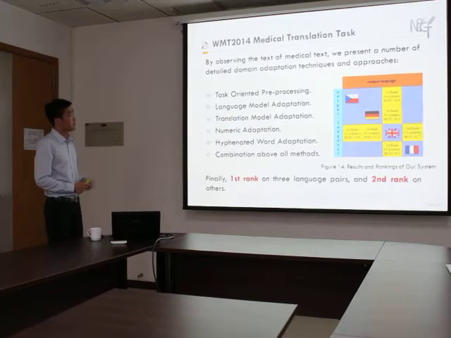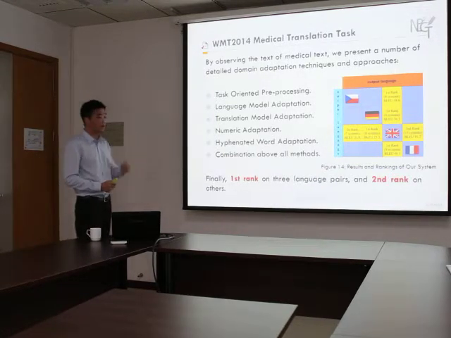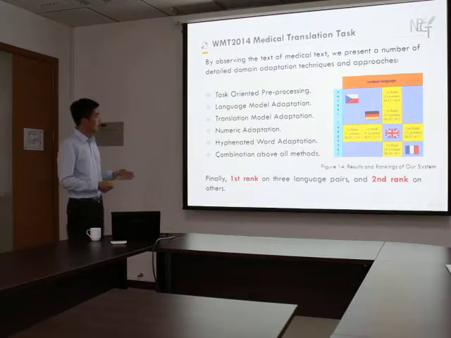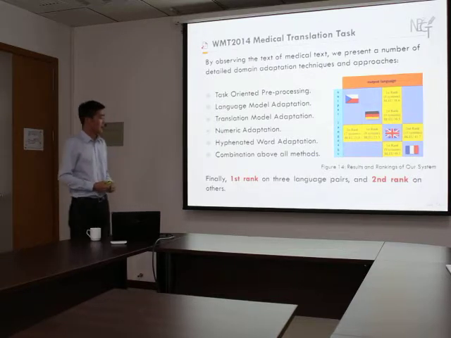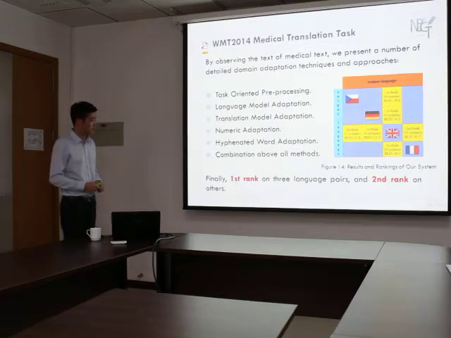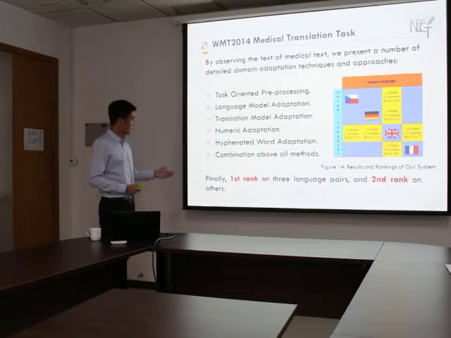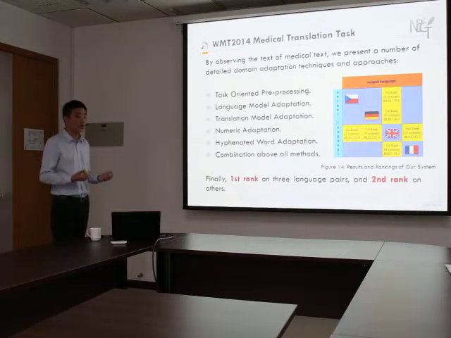Finally, for this task, we presented a number of detailed domain adaptation technologies and approaches. For example, task-oriented pre-processing, language model and translation model adaptation, and numeric and hyphenated-word adaptation, and we combined all of them together into our final model. Finally, we are very happy to see we got first rank on 3 language pairs and second rank on the others, as we outperformed other universities, such as Edinburgh or DCU.